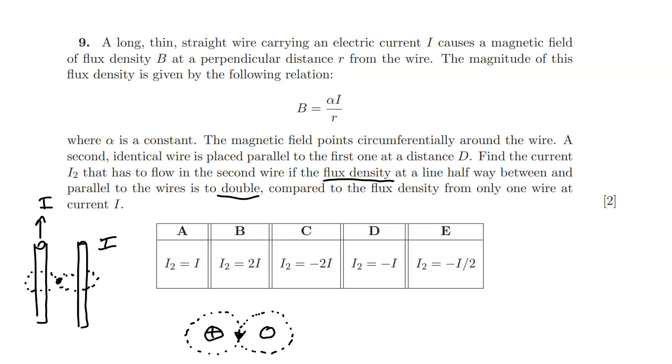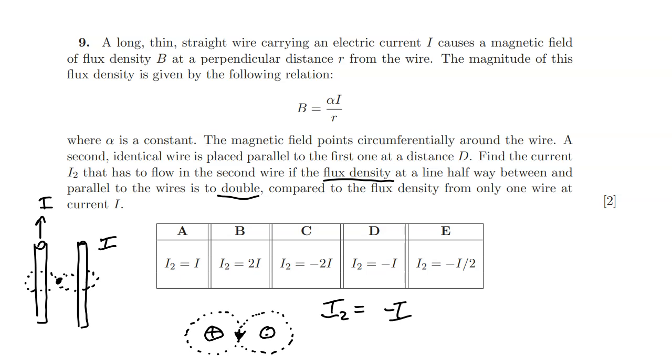So we've got a B field from wire 1 going clockwise, and in order to double the B field in the middle of the two wires, we need a B field going in the anti-clockwise direction from the other wire, wire number 2. Now, again using the right hand rule, you should see that your thumb will be pointing out of the page. So that means that I2 will equal minus I1.